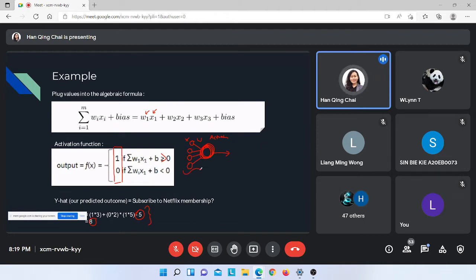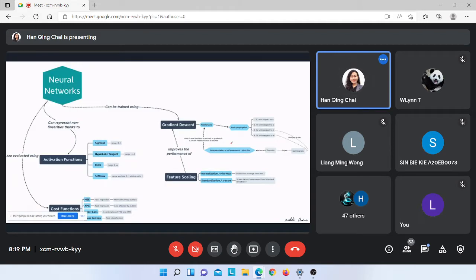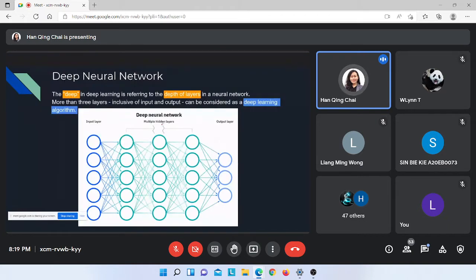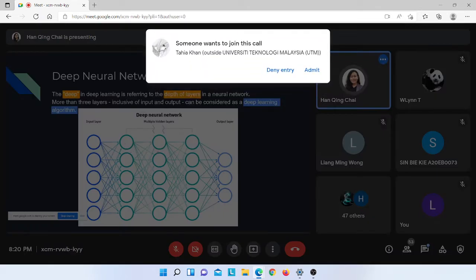So for example, this is a single basic one, right? But if we have a lot of these nodes, as shown here, this is actually called a deep learning model already. And why we need the activation function is, for example, when it is activated, this node will send this data to the next layer.